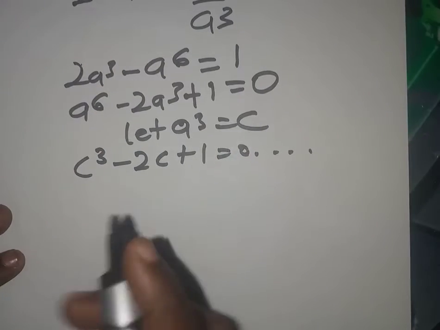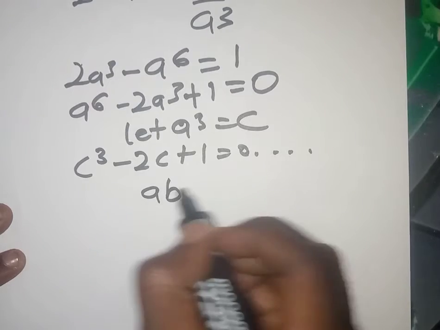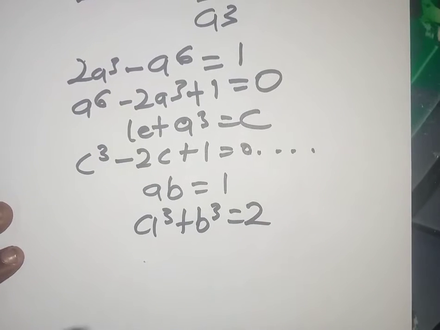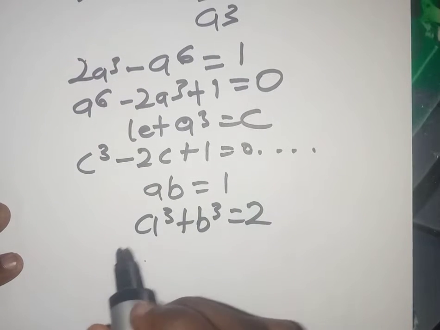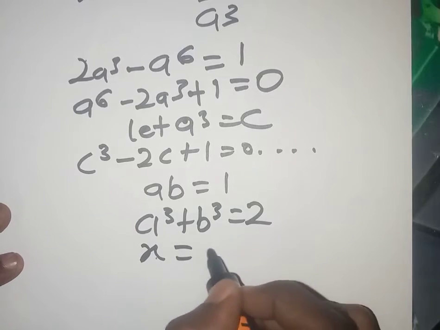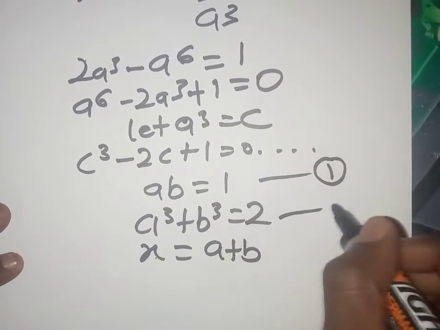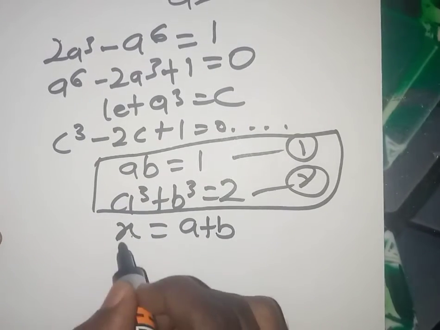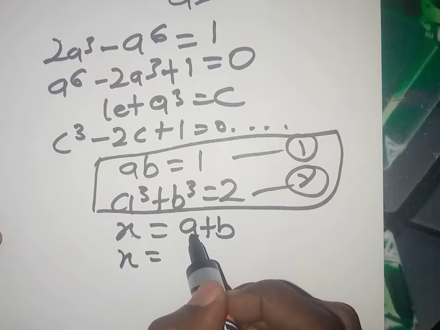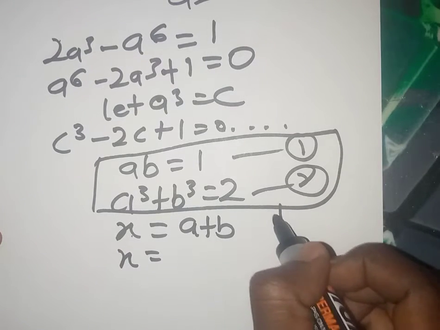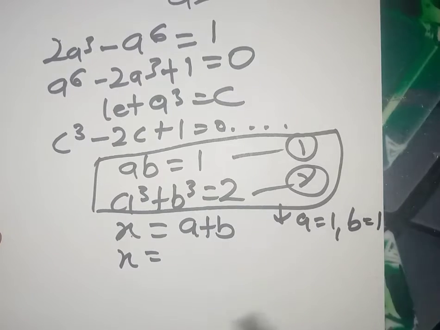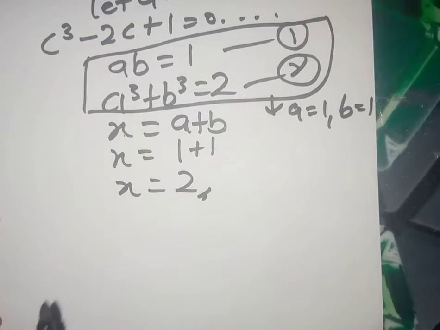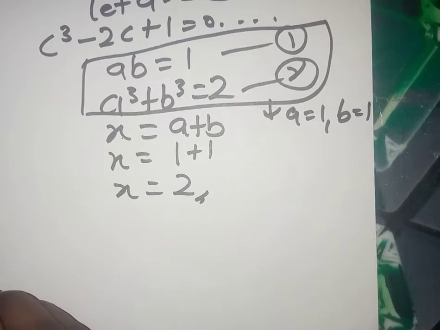But let's look at something over here. Now remember we said ab equal to 1, and also a cube plus b cube is equal to 2. Remember we also said that we are setting s being equal to a plus b in this case, right? So from these two equations, and this assumption that we made over here, s is equal to a plus b, where a equal to 1, b equal to 1. So if that is the case, then we have 1 plus 1, s will be equal to 2 in this case. Now this gives us one of the roots of the equation.